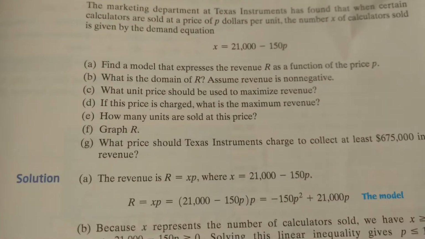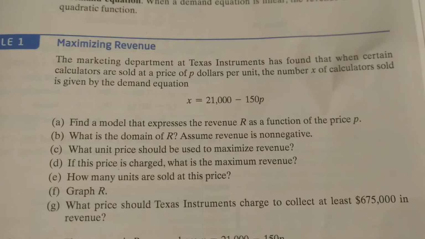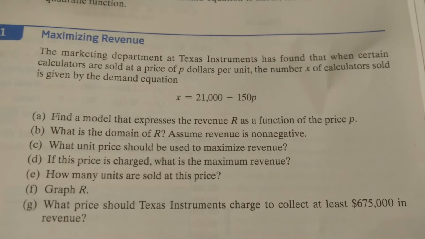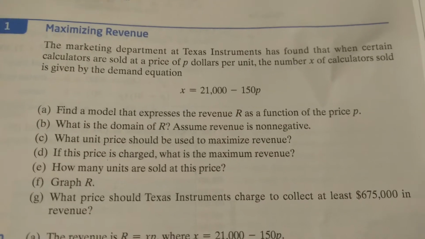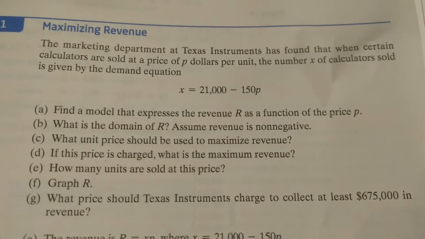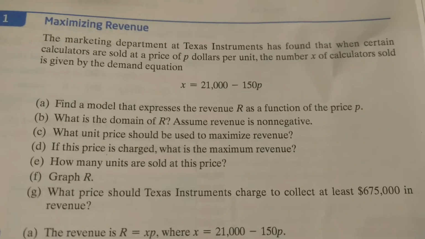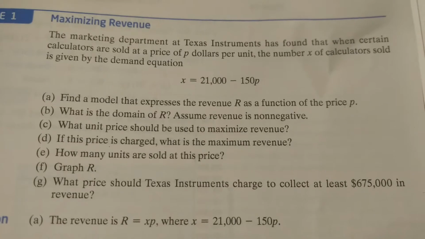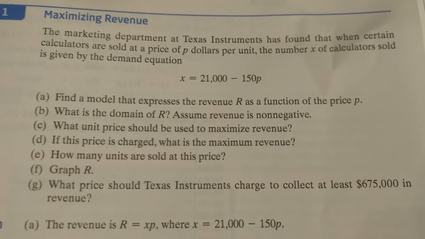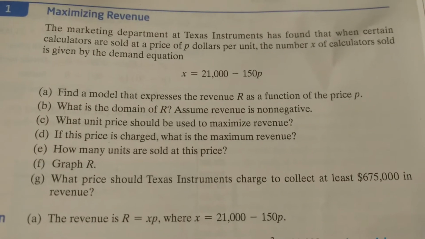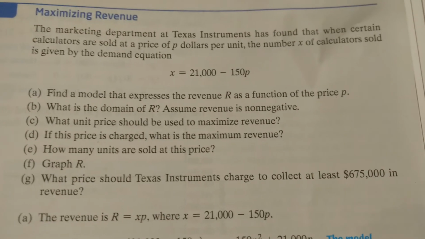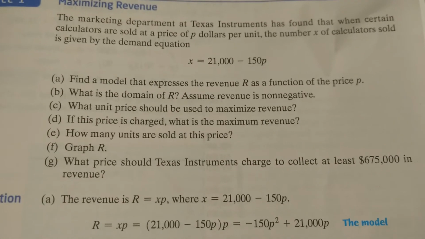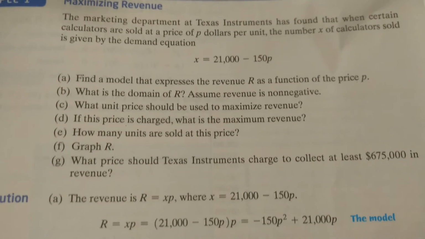All right, so here's what we have. It says the marketing department at Texas Instruments has found that when certain calculators are sold at a price P, dollars per unit, the number X of calculators sold is given by the demand equation X, the number of calculators, equals 21,000 minus 150 times the price. Okay. Part A says, find a model that expresses the revenue as a function of the price.